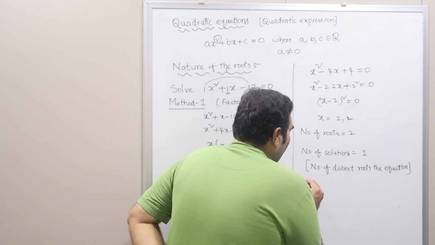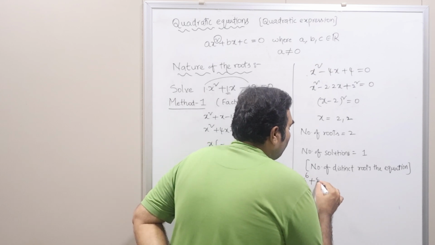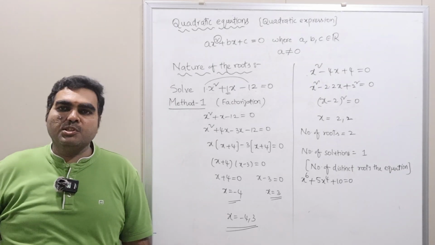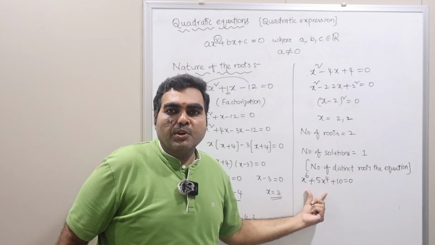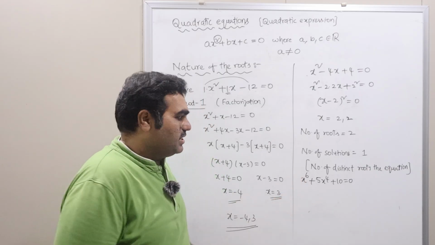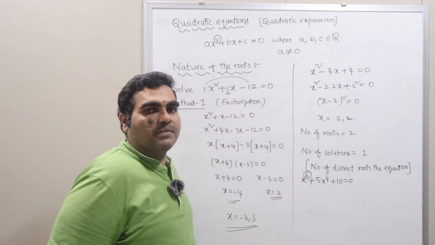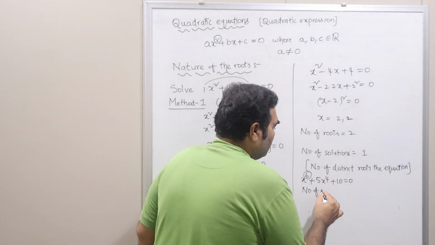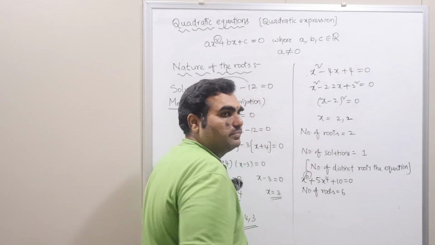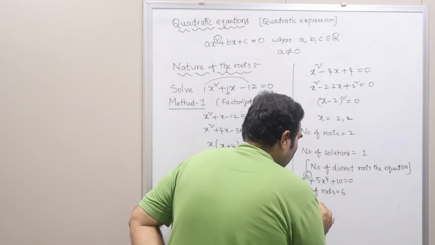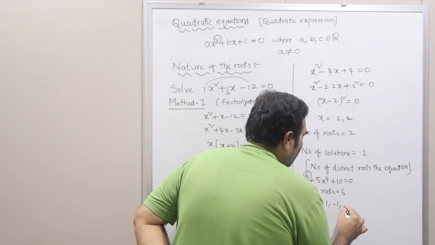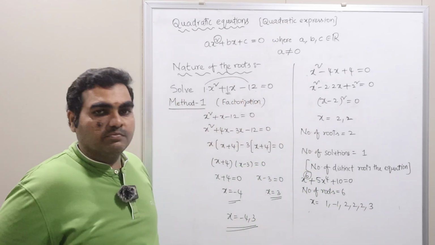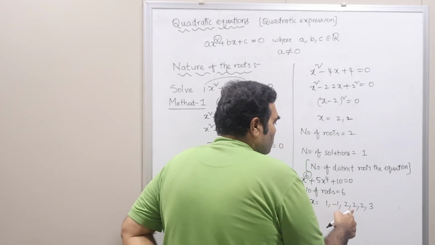For example, you may have an equation something like this: x power 6 plus 5x power 4 plus 10 is equal to 0. Some polynomial is equal to 0. Looking at the polynomial, how many roots can you expect? The number of roots is equal to the highest degree, the highest power of the given expression. The highest power is 6, so the number of roots is 6. Suppose that the roots are 1, minus 1, 2, 2, 2, 3. That is 6 roots.